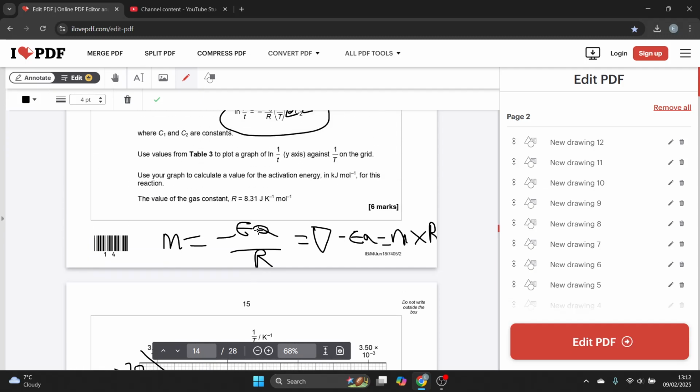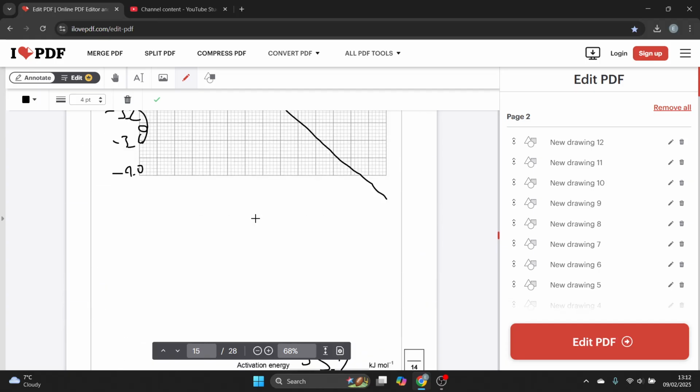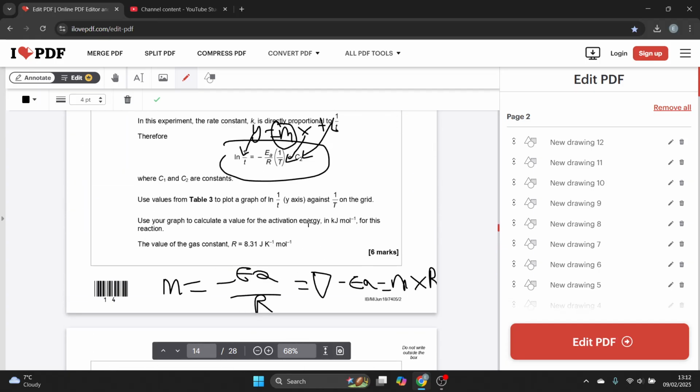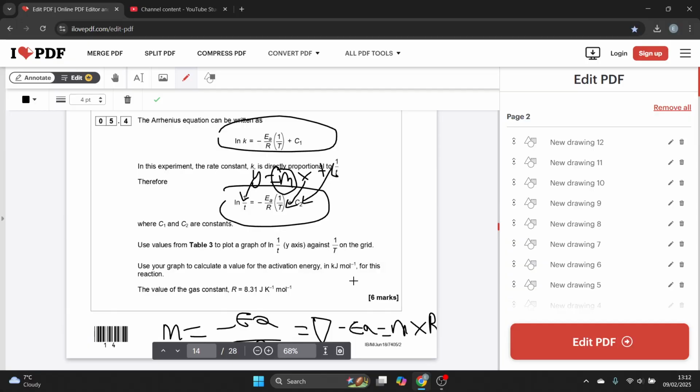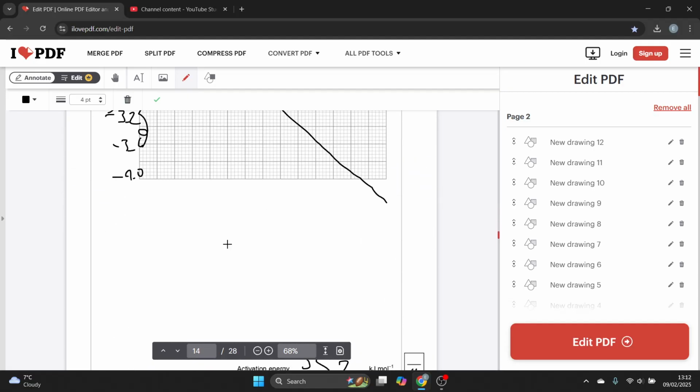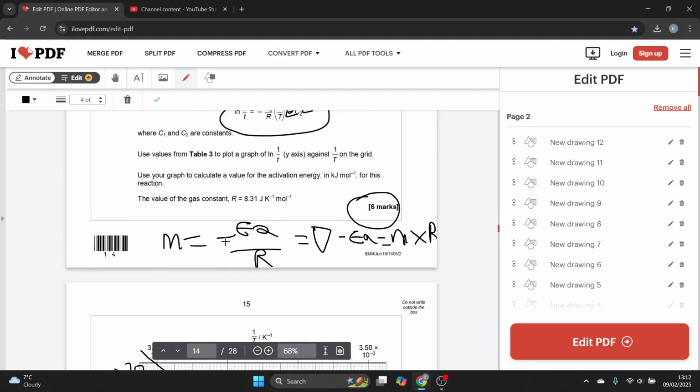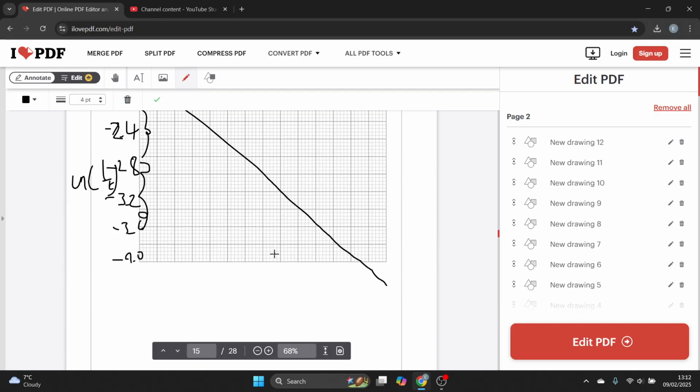And there we go. So it did look like an extremely difficult question, but in reality, 1, 2, 3 marks are for plotting your points. So half the marks are plotting the points. Then the 4th mark is for identifying gradients, minus EA over R, and finding out the gradient, rearranging it to find EA, and then the final mark for the answer.